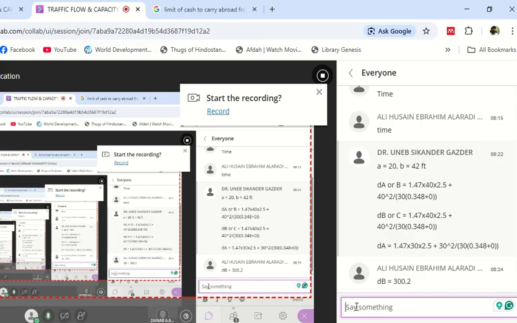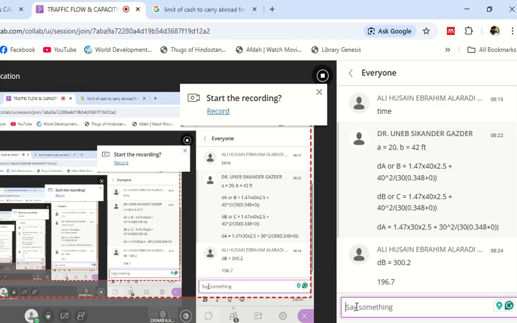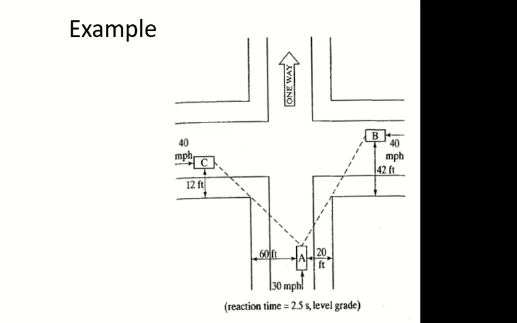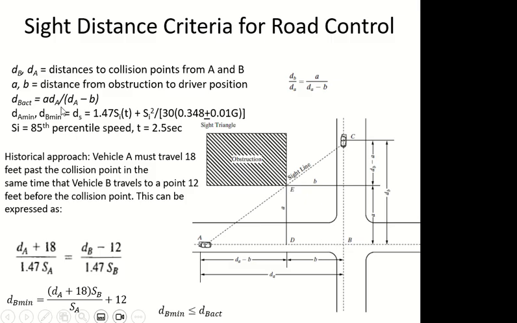And for the other one, with 30 miles per hour, how much? So who is supposed to stop? The vehicle on the side road, right? This guy is supposed to stop. So I will check if the actual distance is equal to his side distance or not. I will use this equation.